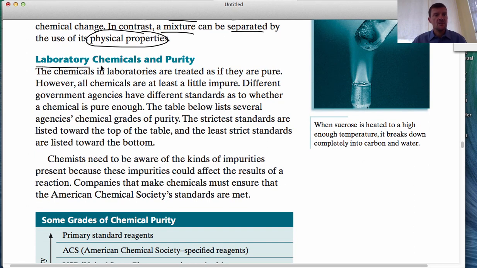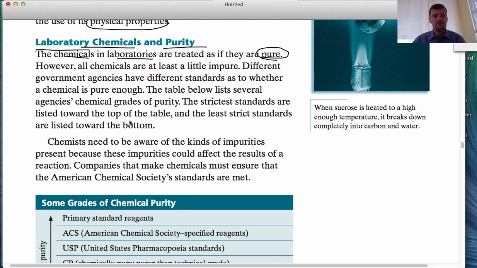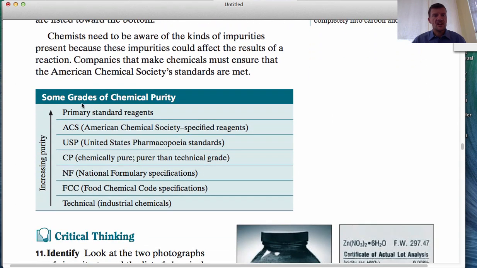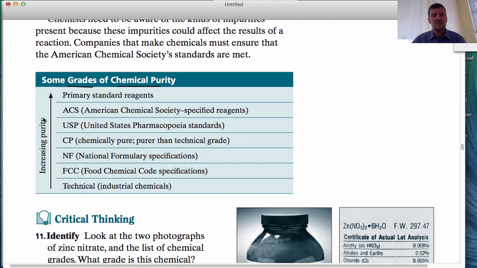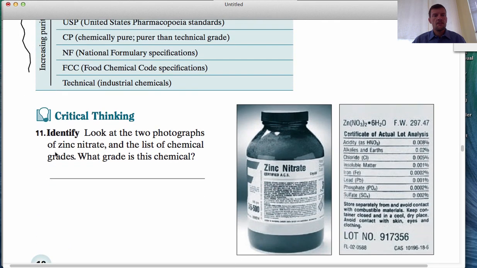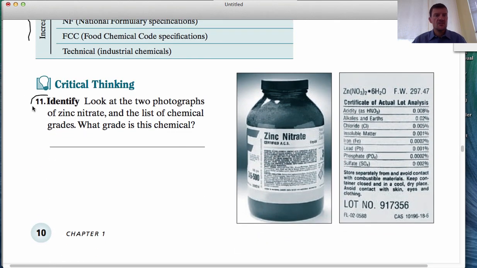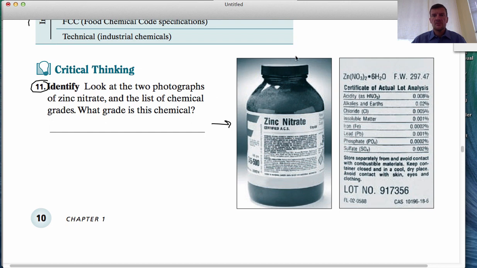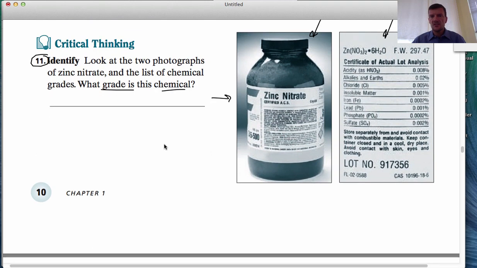We don't really need to talk about laboratory chemicals and purity. It's just saying basically that chemicals in labs are treated as pure, even though there may be contaminants in them. Okay? And it's just talking about different grades of chemical purity here. You don't need to worry about that. All right? You can answer number 11 here. You can just use this diagram in order to answer number 11. You'll notice there's a picture here and a picture here, and talking about the grade of the chemical. I'll let you look at that, okay?